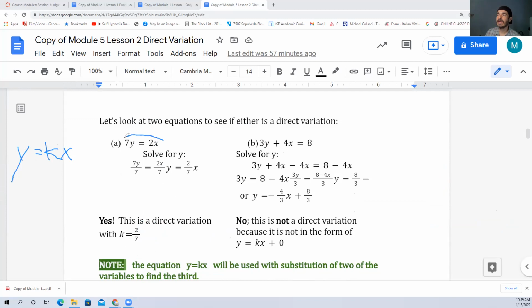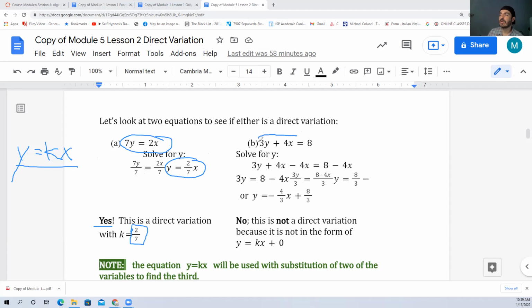So they give us an equation, 7y is equal to 2x. The instructions they're giving us are to solve for y, so that it can look like this. So they divide both sides by 7 so that we have 1y, which is what we want. And they come up with y is equal to 2 over 7x. Yes, this is a direct variation because k is 2 over 7. k does not need to be an integer, it does not need to be a whole number. It can be any real number. In this case, it's 2 over 7.